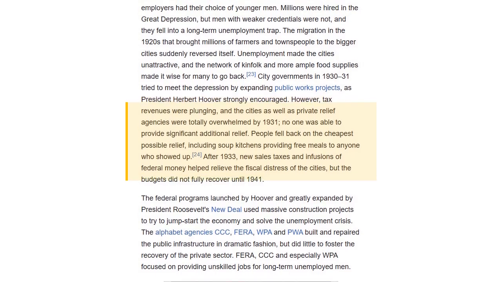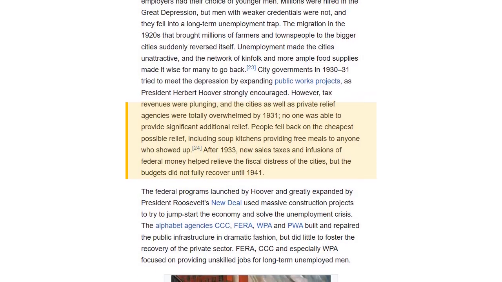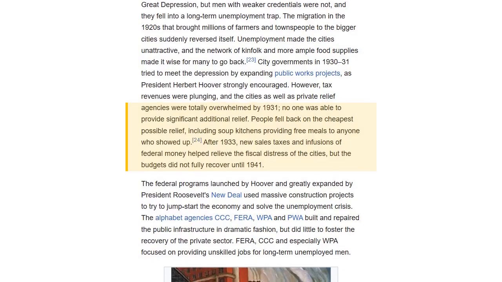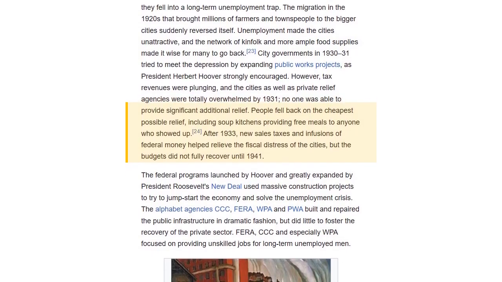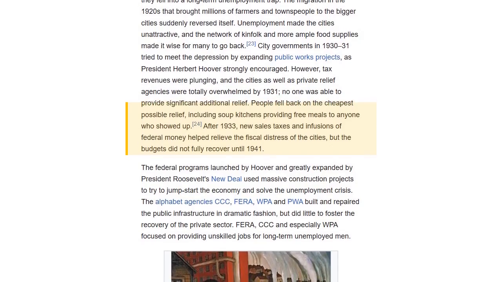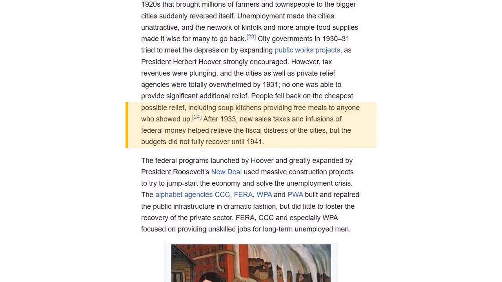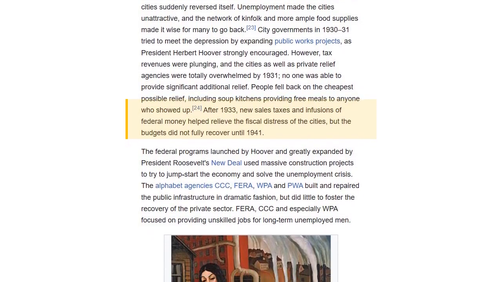People fell back on the cheapest possible relief, including soup kitchens providing free meals to anyone who showed up. After 1933, new sales taxes and infusions of federal money helped relieve the fiscal distress of the cities, but the budgets did not fully recover until 1941.